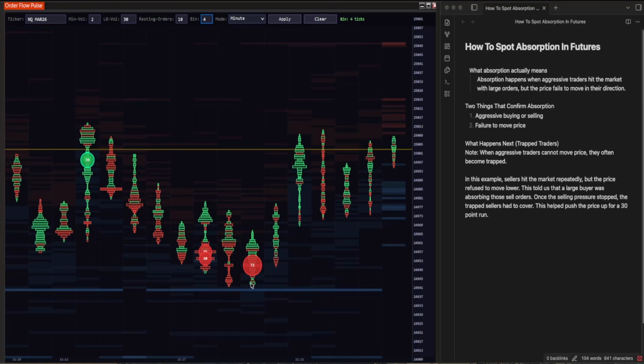Now, this green bar was starting to widen out, and then we could not break through this level here. And that right there is aggressive buying or selling. Well, there is aggressive selling because we have 35 contracts, 30 contracts, 73 contracts, and we can't break through this area right here of 24,941. We could not break through that area.